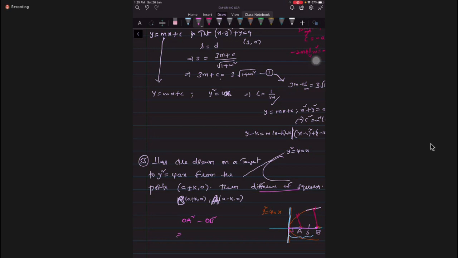What is OA square? A minus K the whole square only, no? Yes, sir. What is OB square, students? A plus A K plus K the whole square. That also fine. Suppose if you take another unknown tangent, that's what I'm thinking.